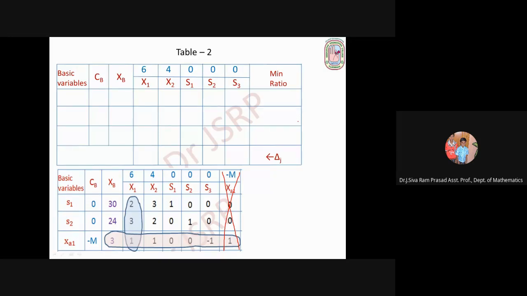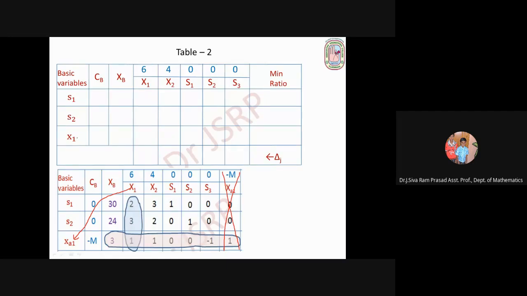Right. What are basic variables? Observe table 1. x1 is the entering basic variable, xa1 is the leaving basic variable. So xa1 is replaced by x1 in the third place. The remaining two variables stay the same, s1 and s2.